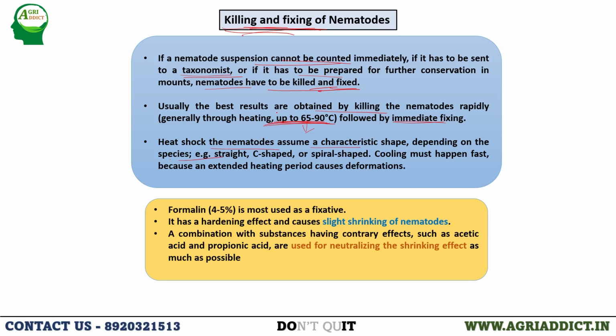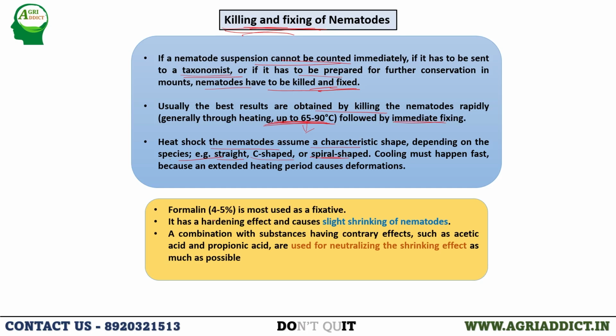As you have seen in the morphology class, the criconematids attain a sausage shape, and some nematodes like Xiphinema attain a filiform shape. Like this, different nematodes attain different shapes after heating: straight, C shape, or spiral shape, based on the species. After heating, cooling has to be carried out very fast, because as we are using very high temperature, it may cause deformations of the nematode, which makes identification difficult.